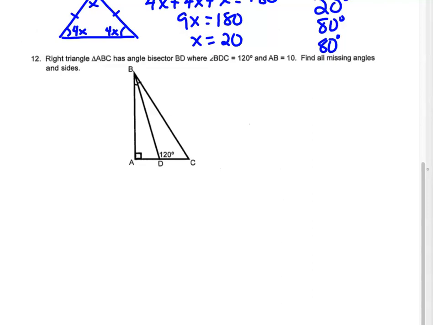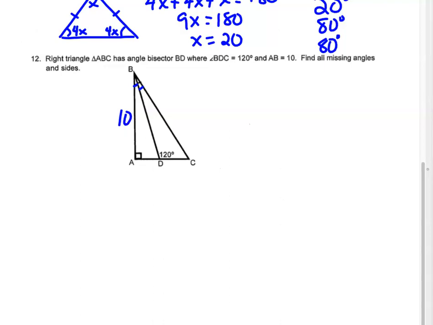All right, question 12, it says right triangle ABC has angle bisector BD. So if BD is an angle bisector, we know that these two angles have to be the same size. And we also are told that angle BDC is 120 degrees and side AB is 10. It says to find all missing angles and sides.